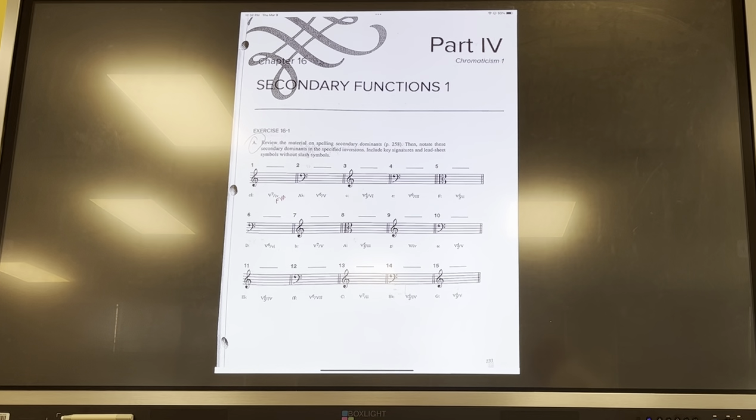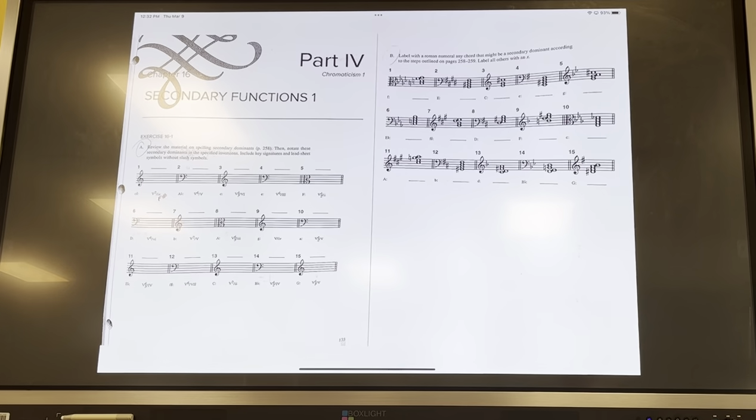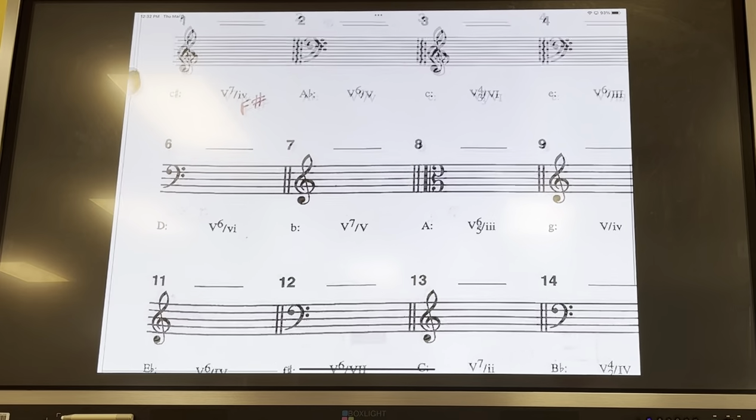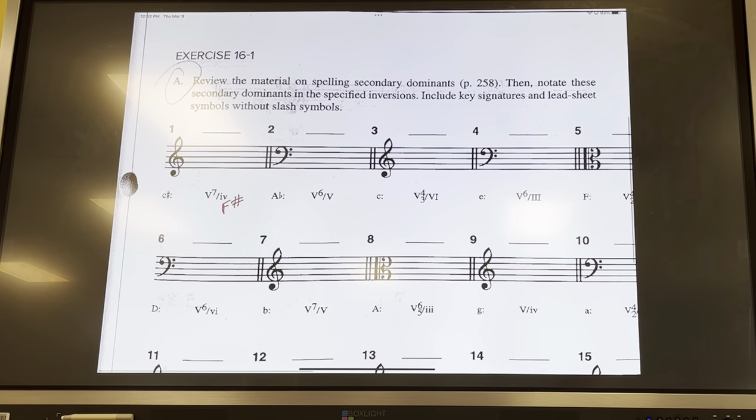All right, y'all. So let's try this packet. Let's go through and talk about how we find these secondary dominants for tonics, right? So, instructions: review the material and spelling secondary dominants, then notate these secondary dominants in the specified inversions.